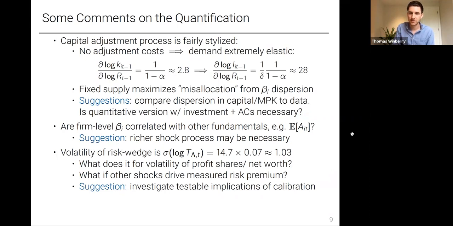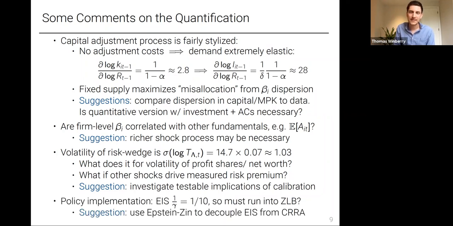I don't have anything super concrete to say there, so maybe it's not a very useful comment, but it would be nice to see some testable implications of that. Last thing, and then I'll wrap up.